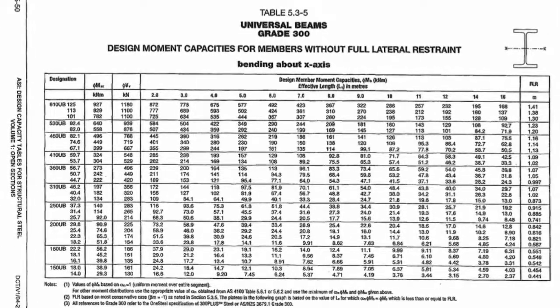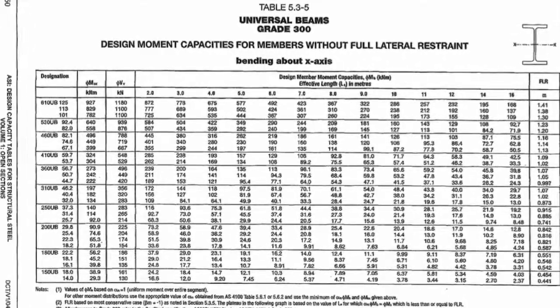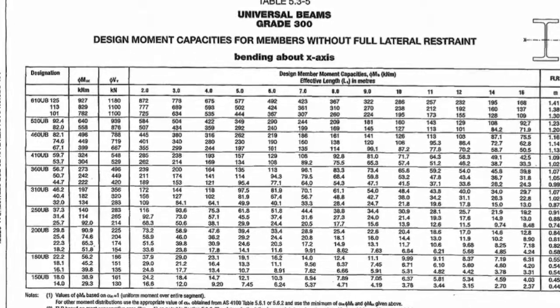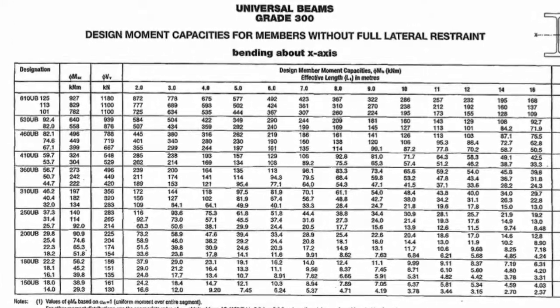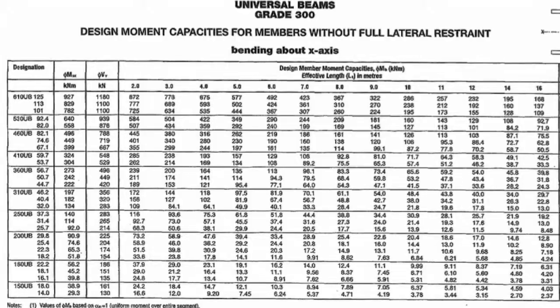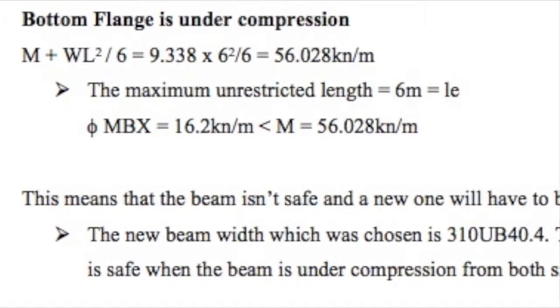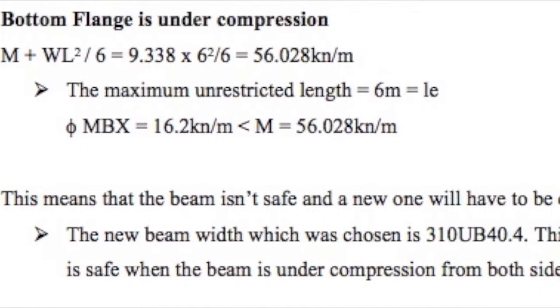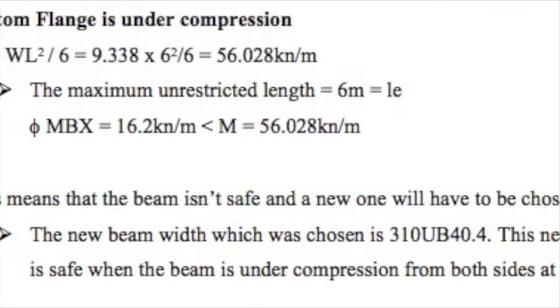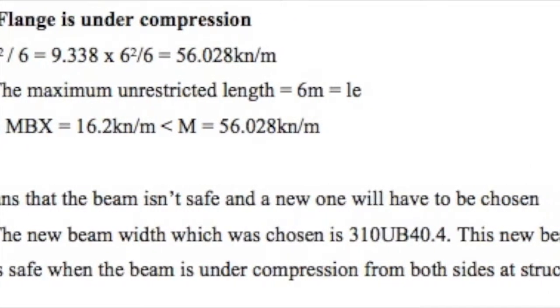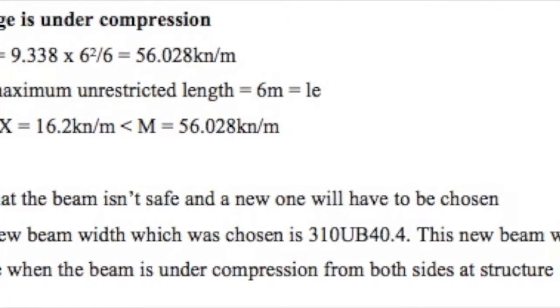Therefore, using the universal beam, the next process was to determine when the bottom flange of the member was under compression. When the calculation was achieved, it was determined that the member which was chosen was too small and would not be able to hold the weight when the bottom flange was under compression. This meant a new rafter member had to be chosen, and it would be 310 UB 46.2.